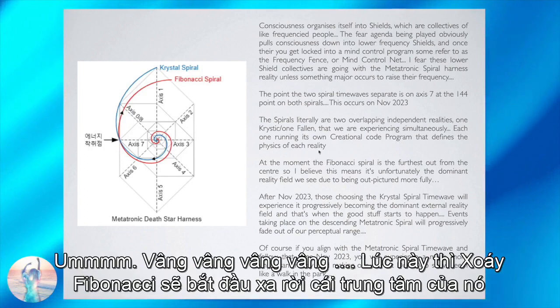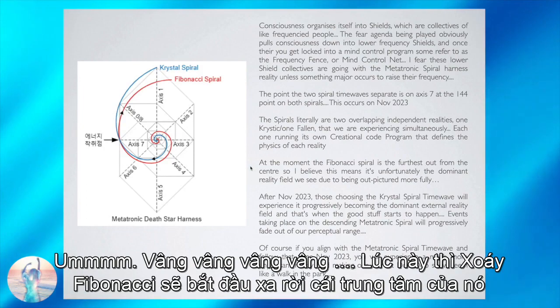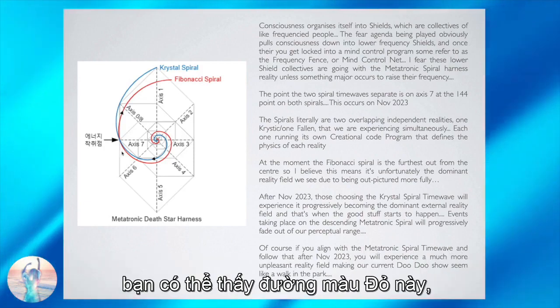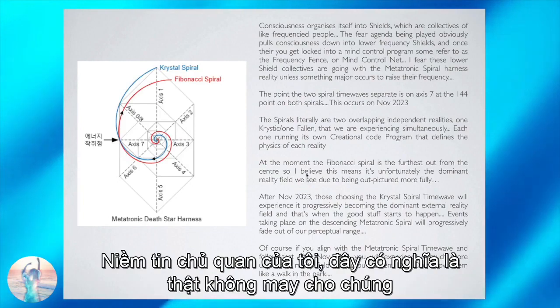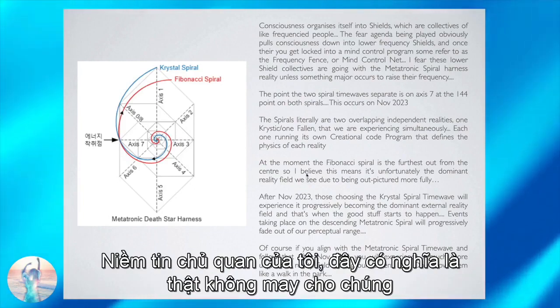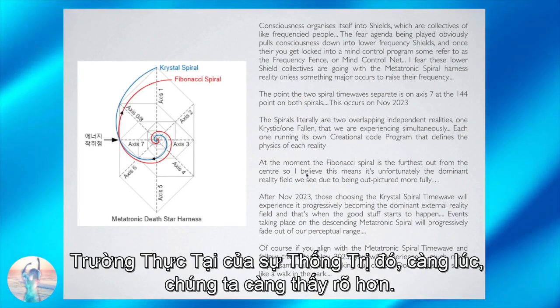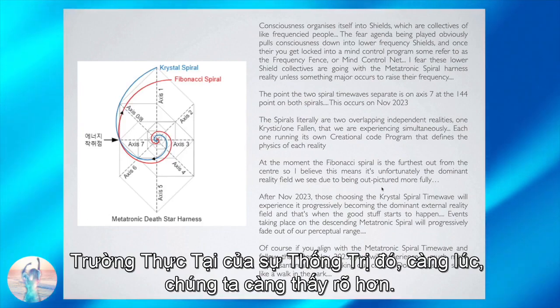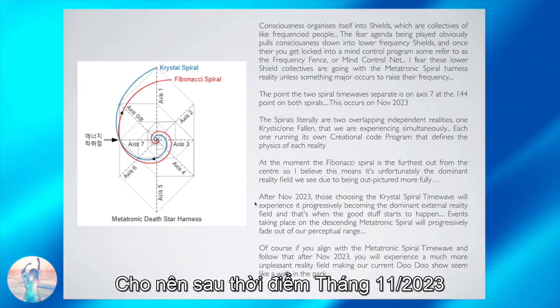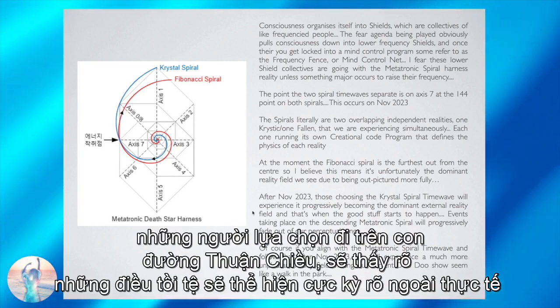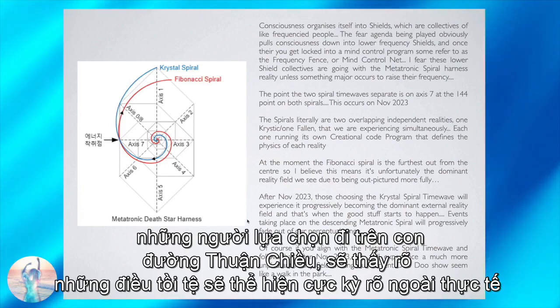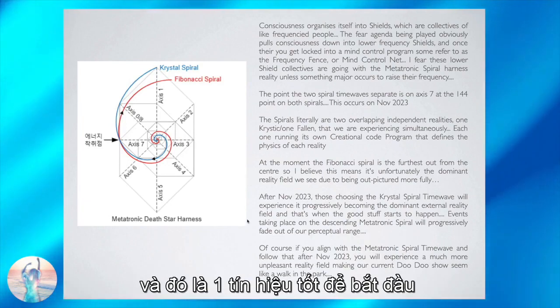At the moment, the Fibonacci spiral is the furthest out from the center, so you can see the red line is the furthest one out from the center. So it's my personal belief that this means it's unfortunately the dominant reality field we see, due to it being outpictured more fully. So after November 2023, those choosing the crystal spiral time wave will experience it progressively becoming the dominant external reality field. And that's when the good stuff starts to happen.